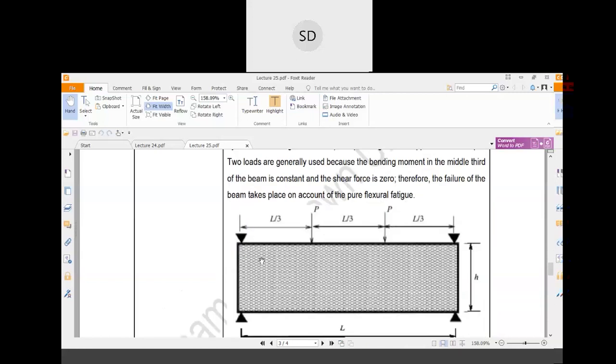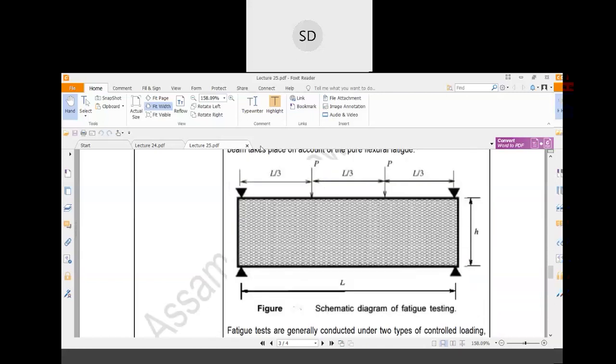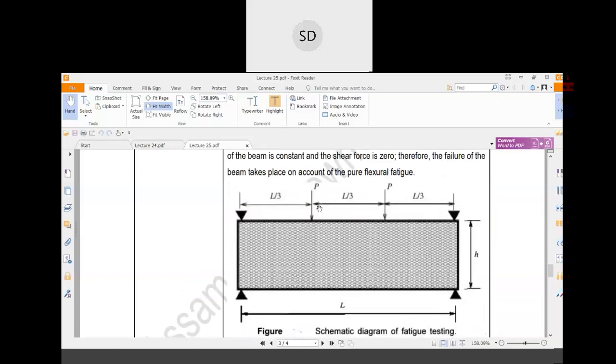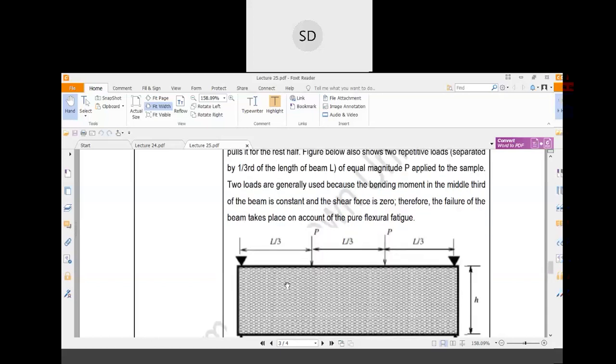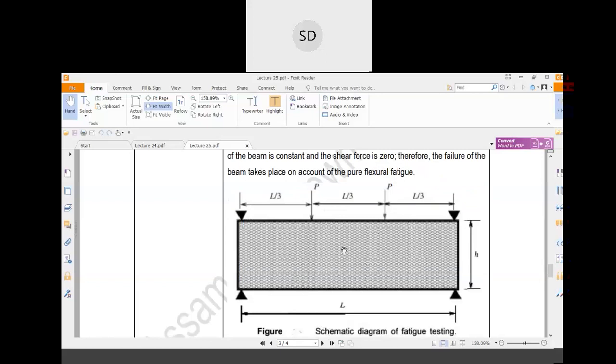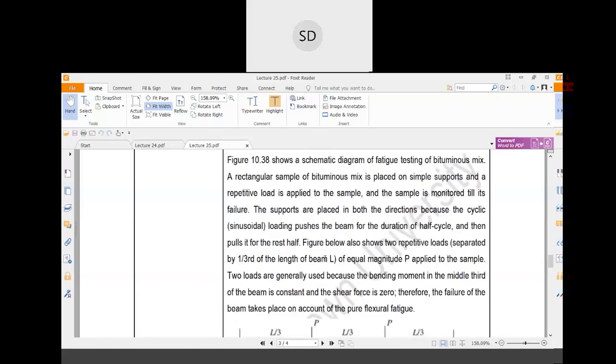So basically, this is the schematic diagram of a fatigue test of a bituminous material where loads are applied. This is the depth of that particular specimen and L is the length of the specimen. Loads are applied at a distance of L by 3 at these different positions, and these are the reaction or support conditions of the material which you are testing.